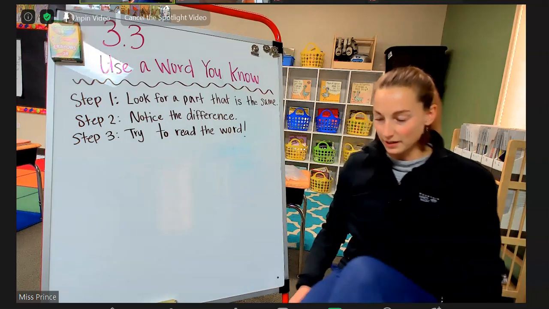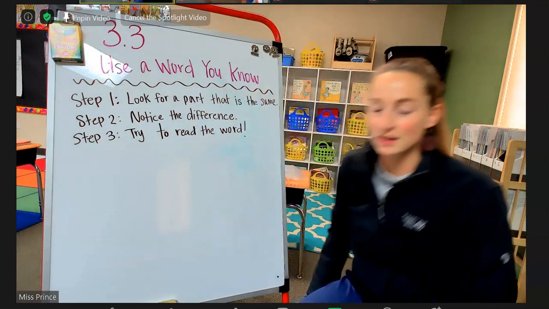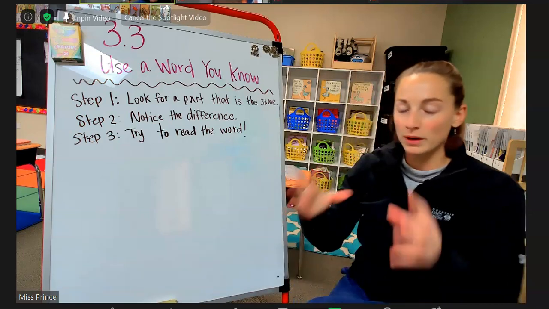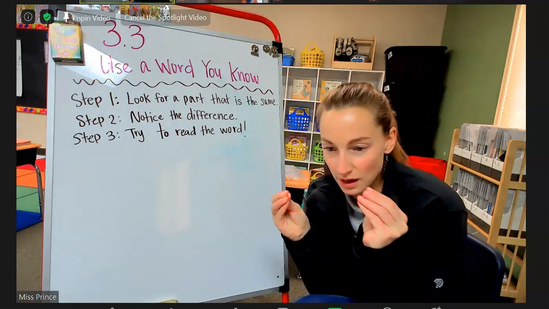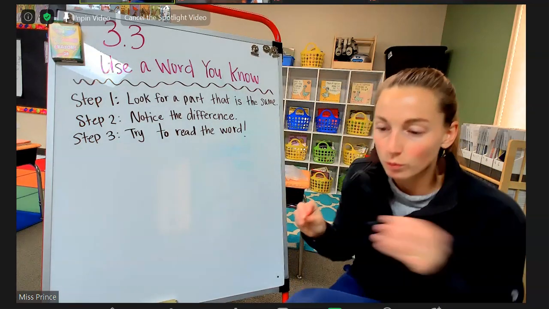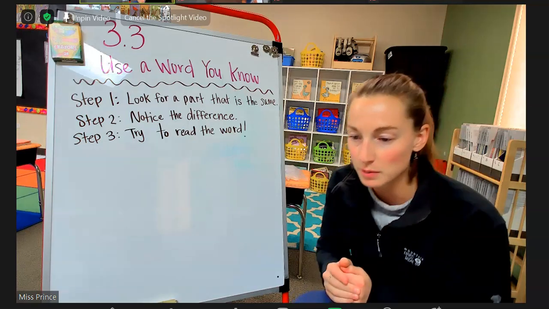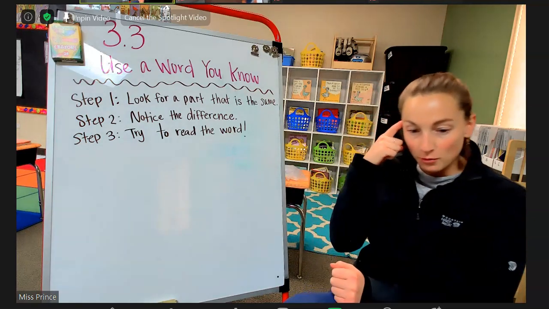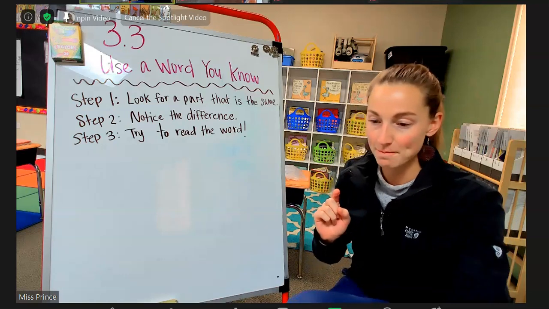Going to get started. So for today's reading lesson, we're going to talk about how we can take apart words if we're not quite sure what they are. We can chunk those words into smaller pieces so we can figure out the word. And I'm going to show you what I mean by that.